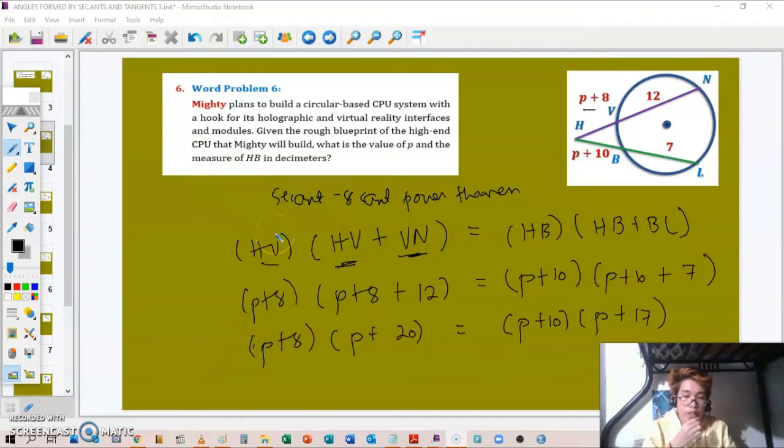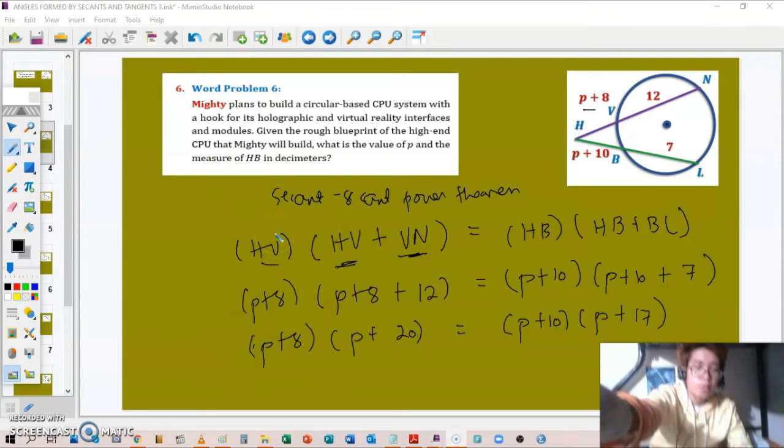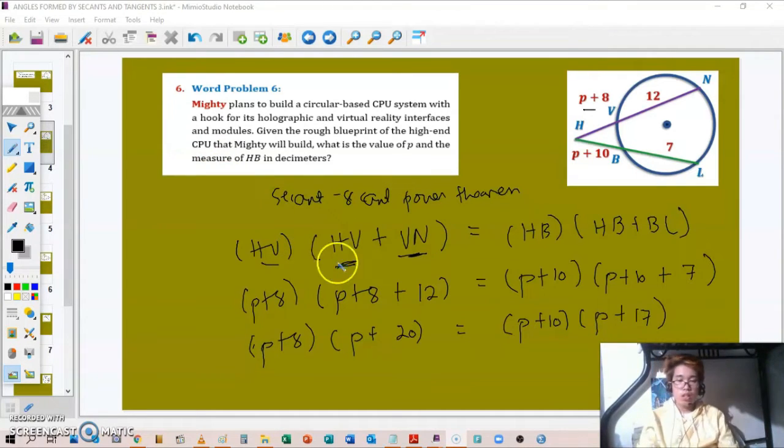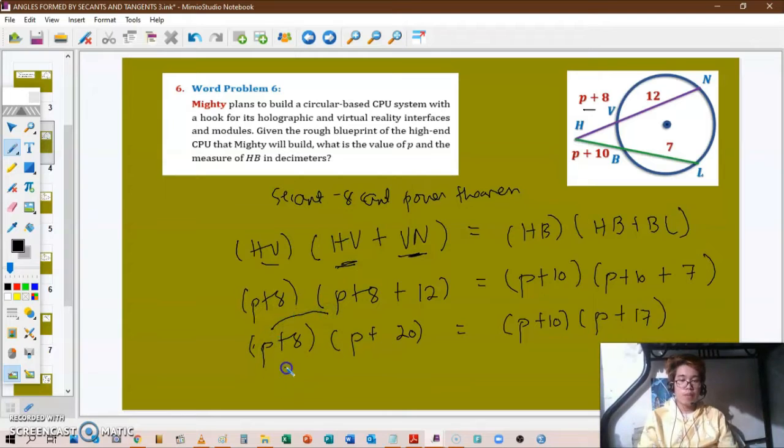Okay, so we have here (p + 8) multiplied by (p + 20). That's going to give us p times p, so p squared, and 8p plus 20p, so it's going to give us 28p. And 20 times 8, that's simply 160. And that's going to be p squared.